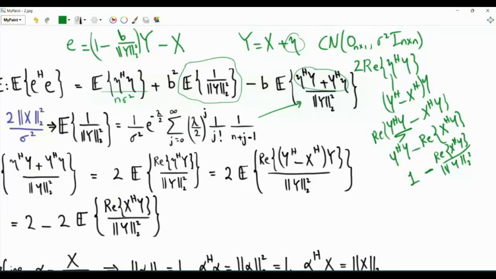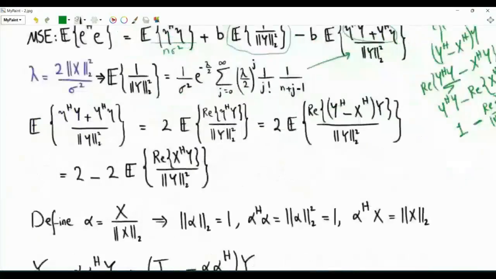Then there is a 2, because again, we have a complex quantity plus its complex conjugate, so it's double the real part. And later we will account for this minus b that is here. Okay, so this expectation can be written as 2 minus 2 times the expectation of the real part of x Hermitian y divided by the L2 norm squared of vector y.